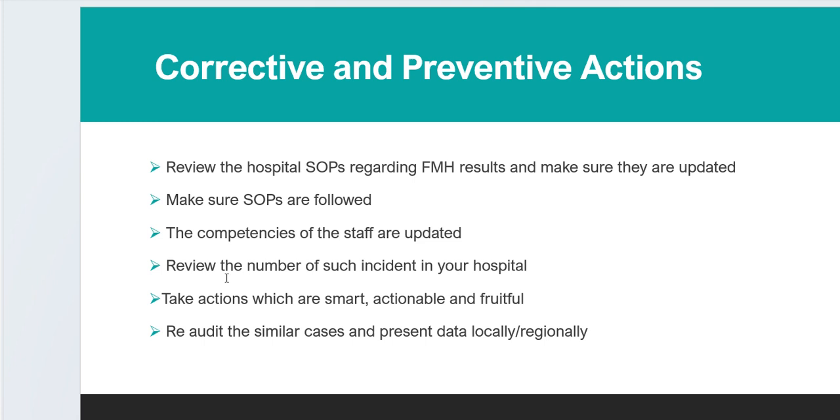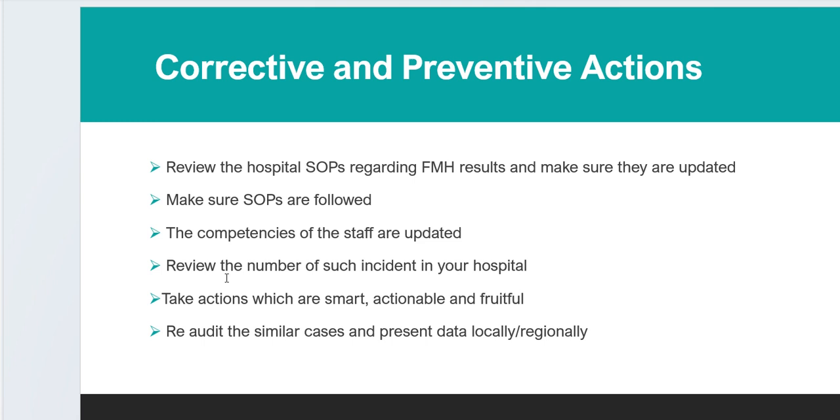If the problem is in the hospital standard operating procedures or SOPs regarding FMH results, they may be old and there can be a problem in SOPs as well. Make sure they are updated to avoid such incidents next time. Make sure the SOPs are followed by the clinical staff and by the blood bank staff. The blood bank staff competencies or the clinical staff competencies are updated and up to date.